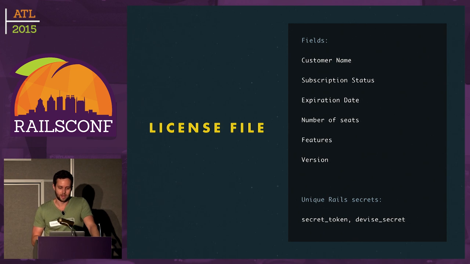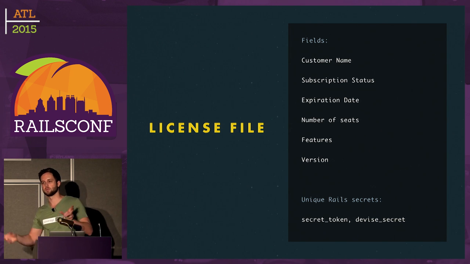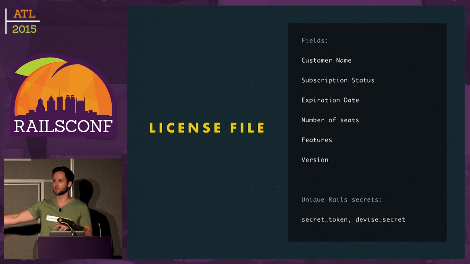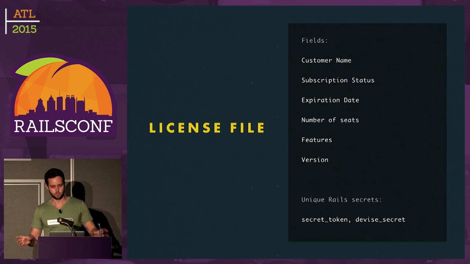So we also want to add some of the Rails secrets, well, all of them, and for the simple example app, I'm running Devise also. So the secret token and Devise secret can be read from the license file on boot, and you want to do that because you don't want one customer to be able to tamper with another customer's cookies. It's a really extreme use case or possibility, but still just best practice.